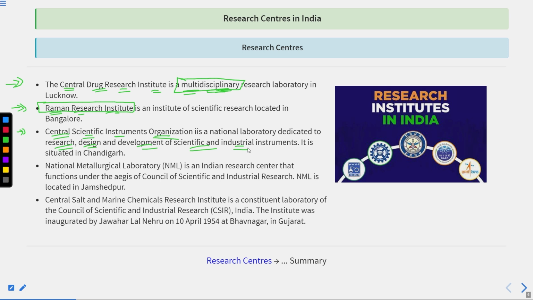And that is actually located in Chandigarh, which is a Union Territory. And it is also the capital of two Indian states, Punjab and Haryana. Then we have the National Metallurgical Laboratory, NML. Okay. Like this, NML is actually an Indian research center that functions under the aegis of CSIR, the Council of Scientific and Industrial Research.